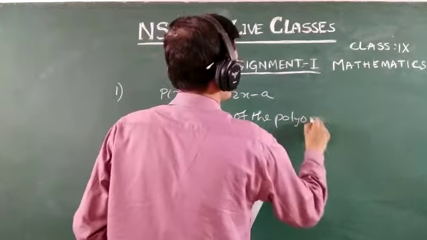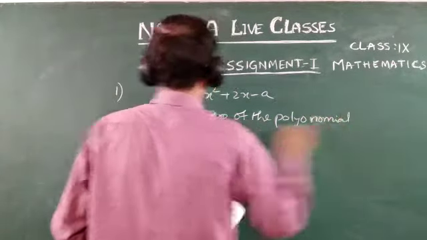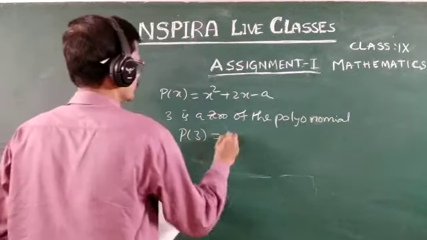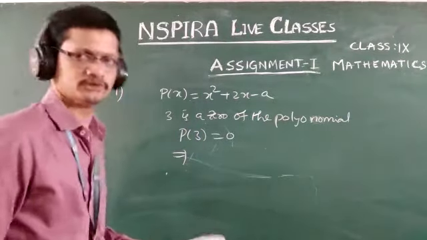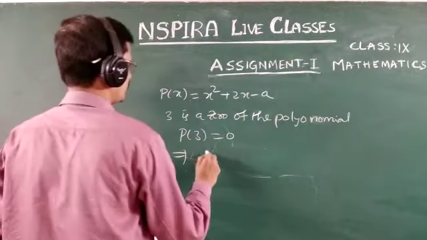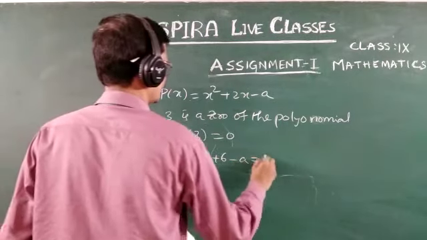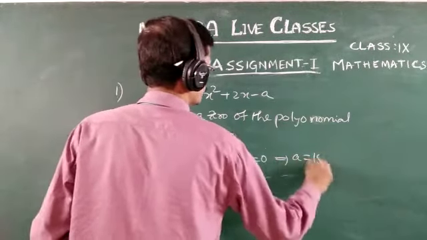0 of the polynomial means p of 3 is equal to 0. So substitute 3 here. 9 plus 6 minus a is equal to 0. This implies a is equal to 15.